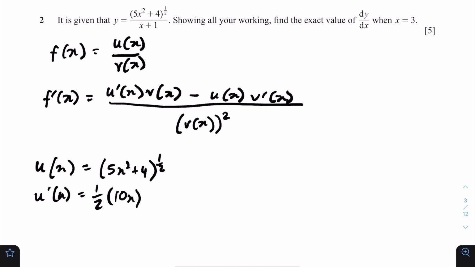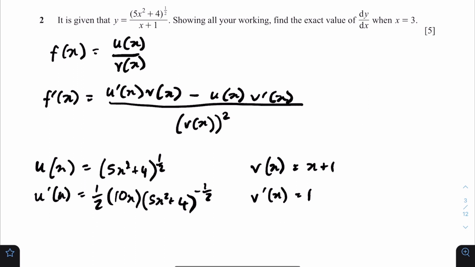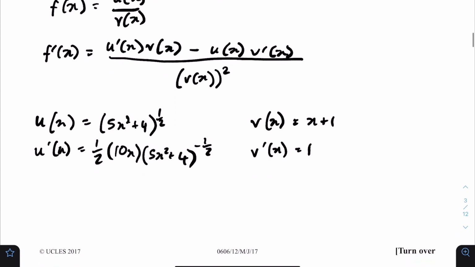10x times 5x squared plus 4, and then you decrease the power by 1. So negative half is now the power. On the other hand, you have v of x, which is equal to x plus 1. Therefore, the derivative is just going to equal 1.